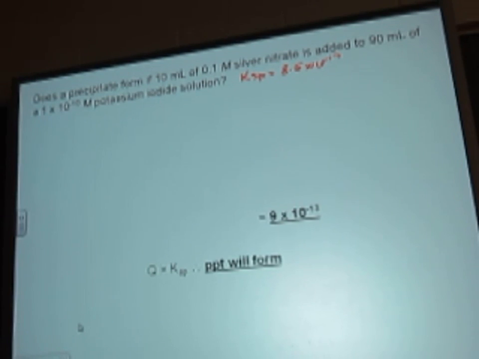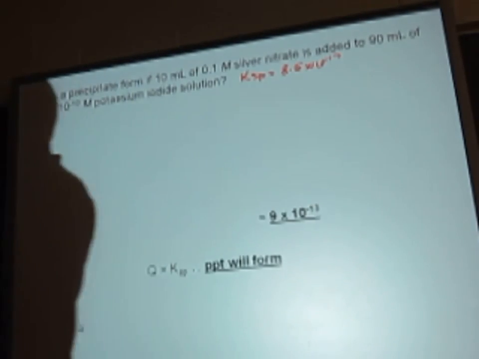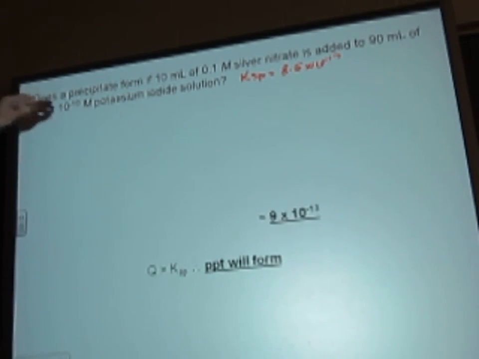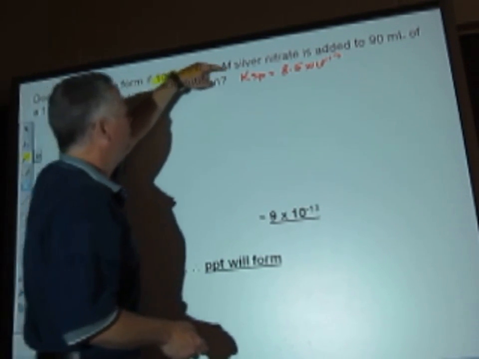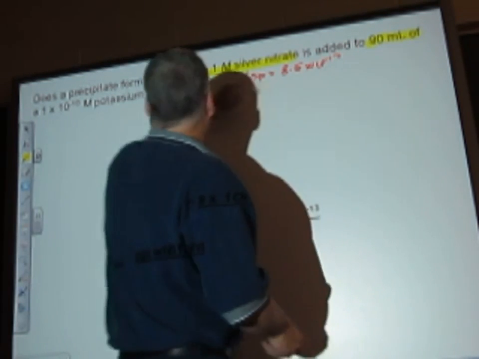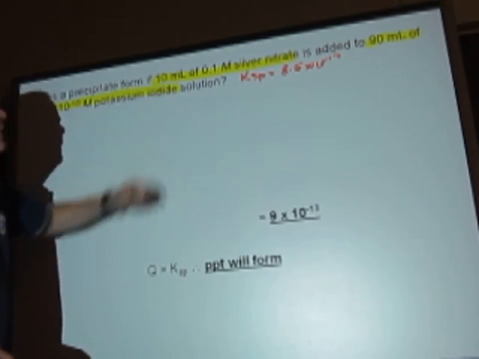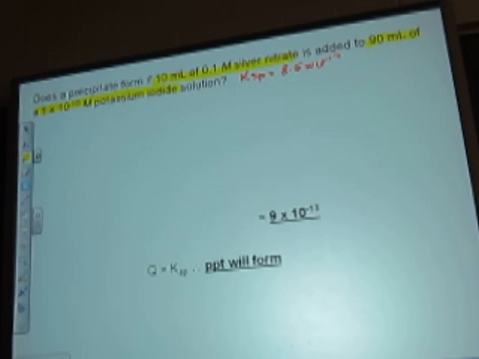Okay, let's go through this relatively quickly. We'll do another one. Does a precipitate form? I have two solutions. I've got this one, and I've got this one. Okay, so we take a look. I've got 10 mL of that, 90 mL of that. Are we going to get a precipitate forming?